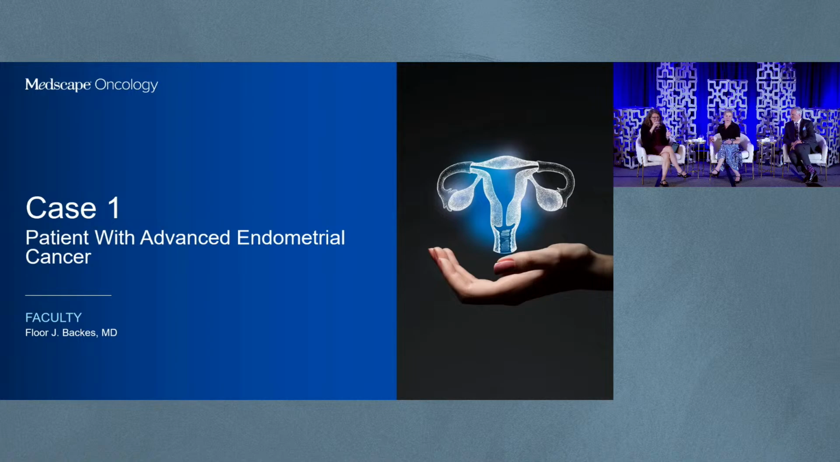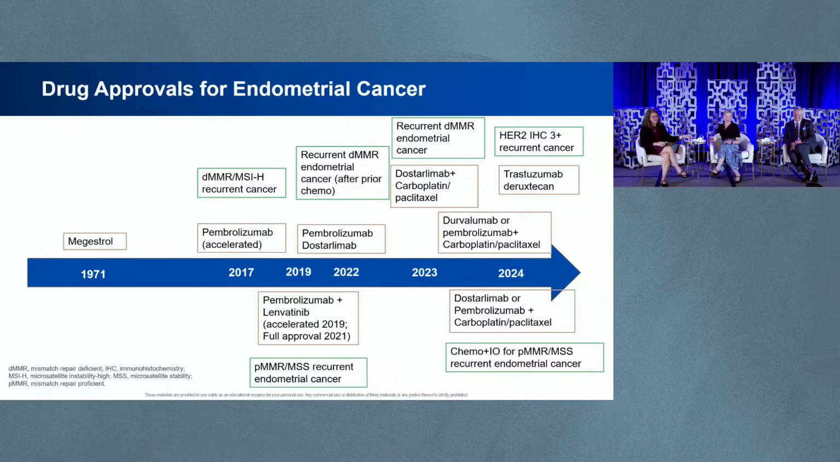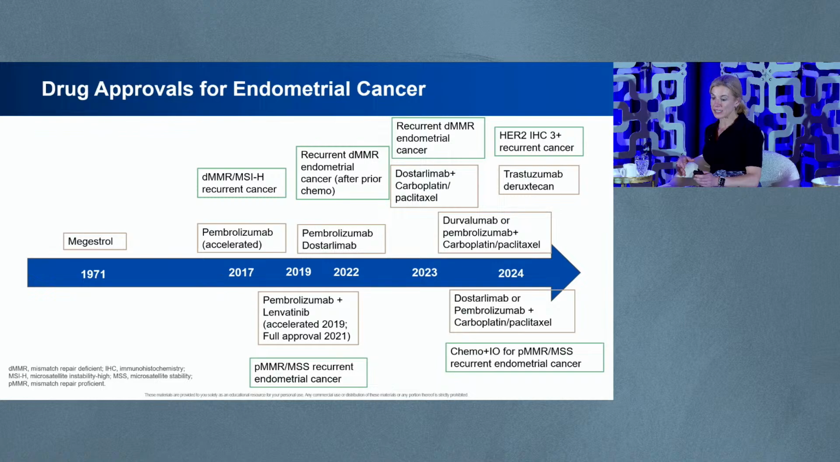I'm excited to talk about this for advanced endometrial cancer. We have a lot of different scenarios in here. And I wanna start off by showing you a little bit about the drug approvals for endometrial cancer. For the longest time, we just had Megestrol. And for almost 40 years, we added nothing to it. And so finally, we got an approval for pembrolizumab when immunotherapy started coming up for mismatch repair deficient recurrent endometrial cancer. And then we added several other immunotherapy agents, added lenvatinib and antivascular TKI.